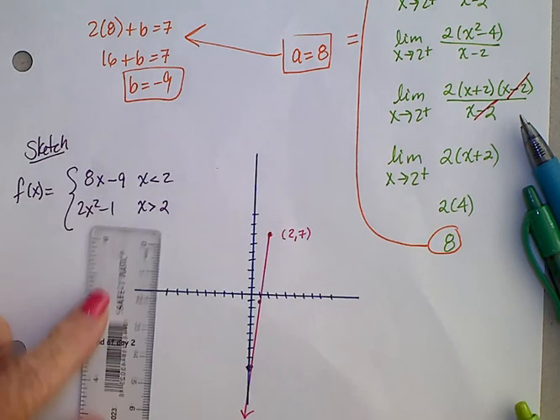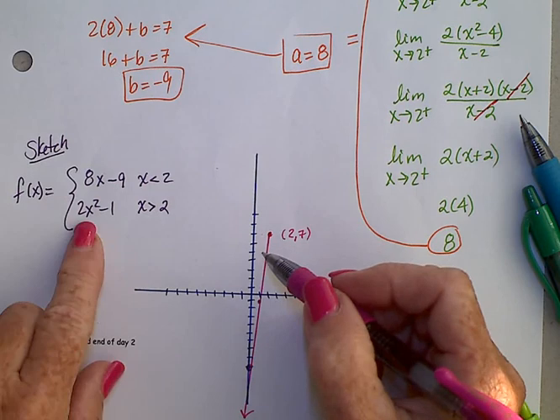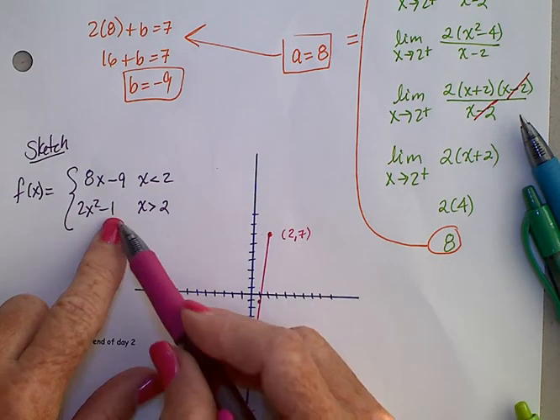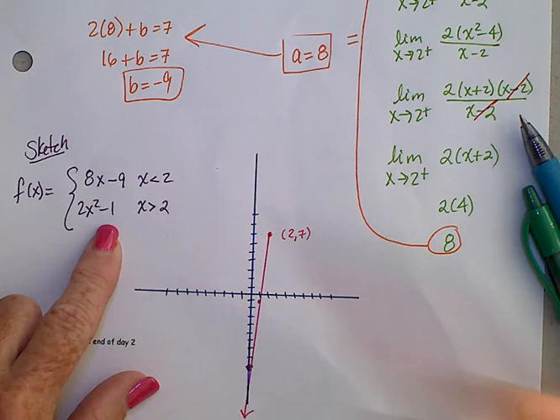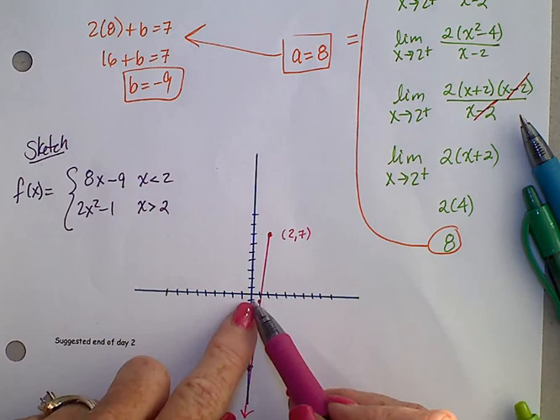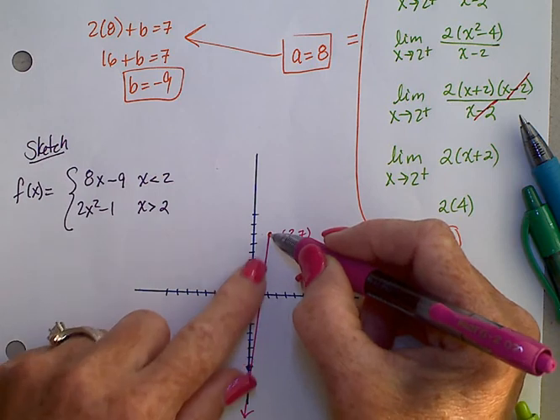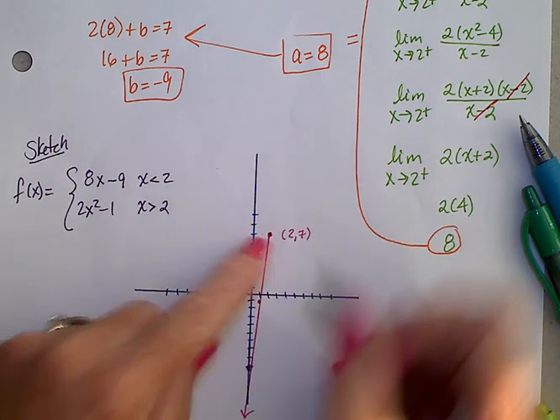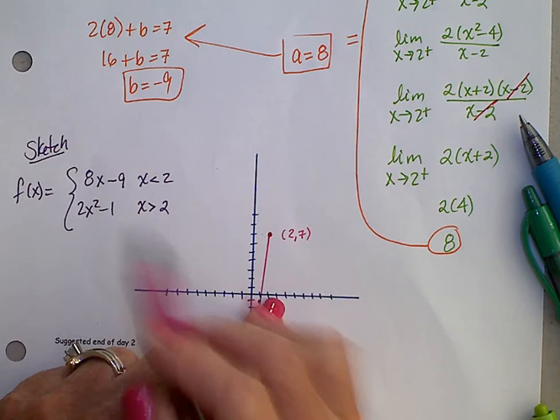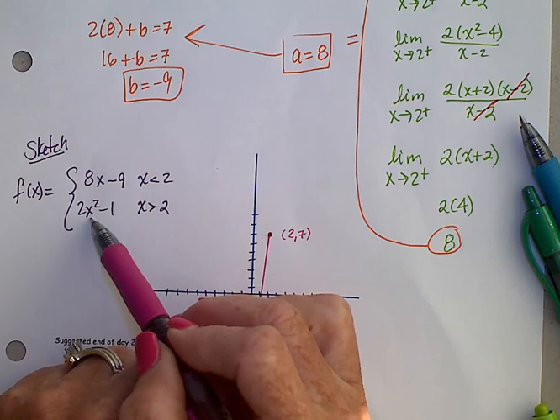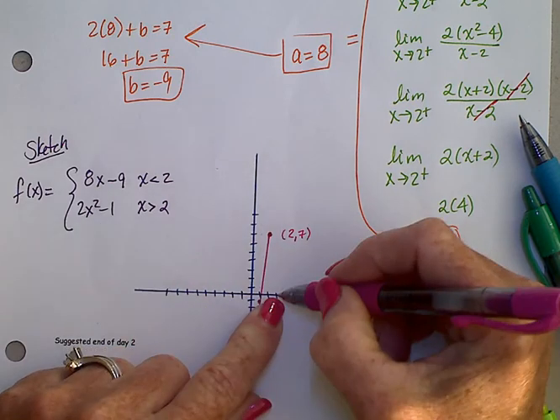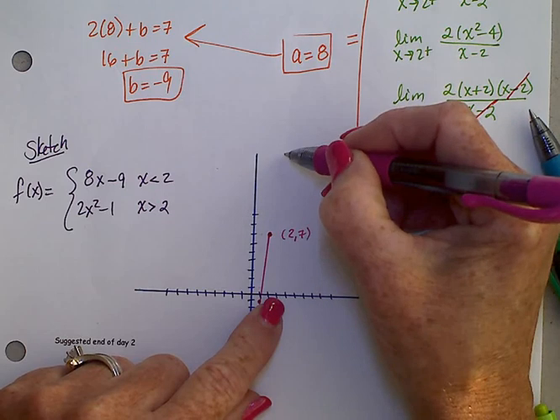Now the rest of this, 2x squared minus 1, is going to be a parabola. It opens upward. The vertex would have been down here at 0, negative 1. We know it's going to start right there at 2, 7. Let's get the next point, 3. 2 times 9, 18 minus 1 would be 17. 3, 17, way up here somewhere.